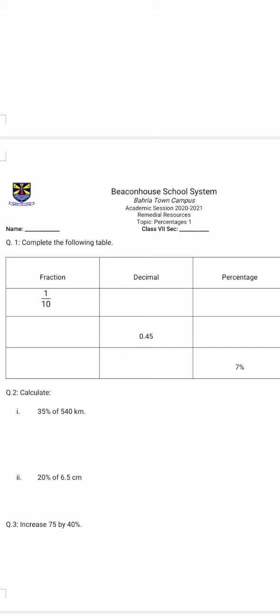And if you want to convert it into a fraction, you write it as 45 by 100, and then you simplify it to get the simplest form. In the same way, in the third part where 7% is given and we need to convert it back into fraction and decimal, 7% can be written as 7 over 100. This way you can convert it into fraction and also into decimal.